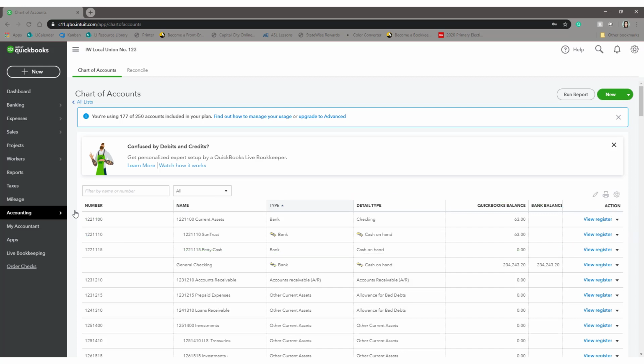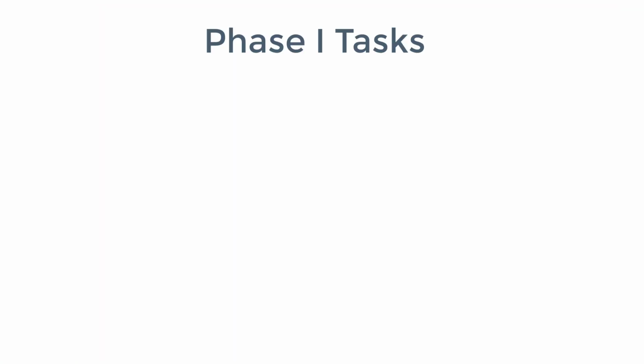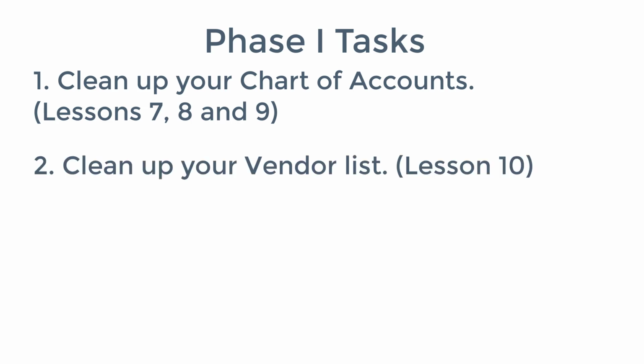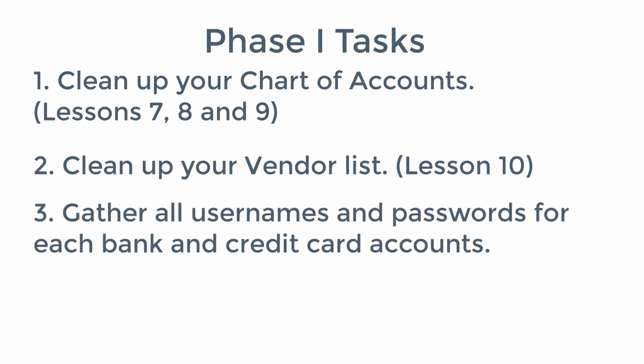So life is going to change. Things that were done manually in the past will now be automated. There are 3 major tasks that you need to accomplish before you can convert to QuickBooks Online. First, clean up your chart of accounts as discussed in lessons 7, 8, and 9. Second, clean up your vendor listing as discussed in lesson 10. And third, gather all of your usernames and passwords for each of your bank and credit card accounts so that you will be prepared to connect on the day of conversion. So if you have not established logins with your institutions, you need to begin that process immediately.